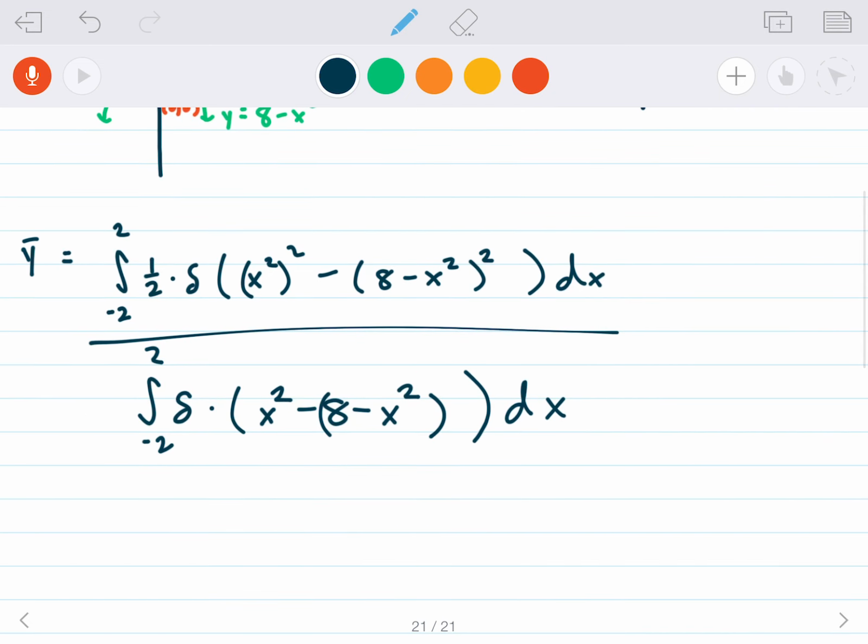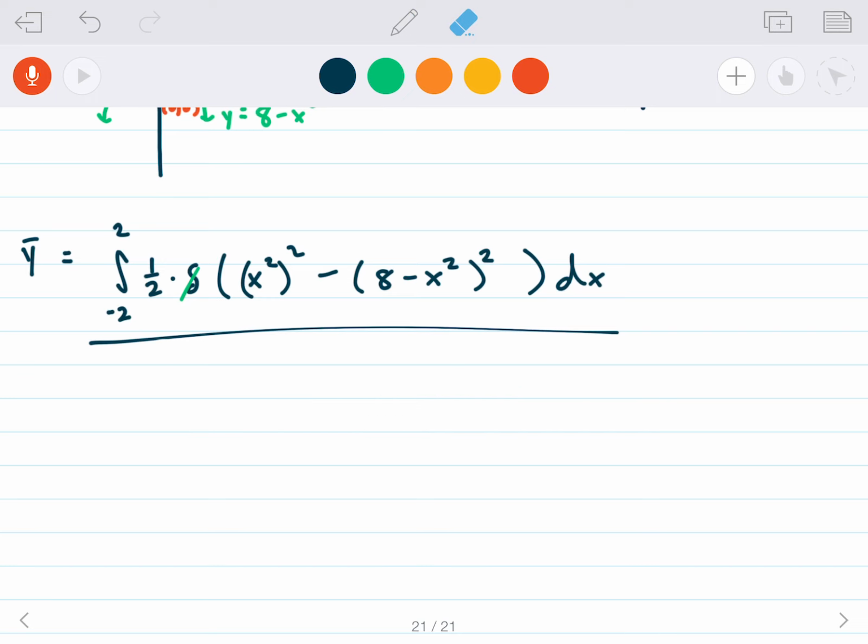All right. So we said that the bottom was 64 over 3. I'm going to factor out the density and get rid of it. The bottom we just found before is 64 over 3, so I'm going to replace the bottom with that to give us some more breathing room. Great. I'm going to pull out the 1/2. Negative 2 to 2. And then I'm going to simplify the inside a little bit. X squared squared is x to the 4 minus, then I have 8 minus x squared squared.